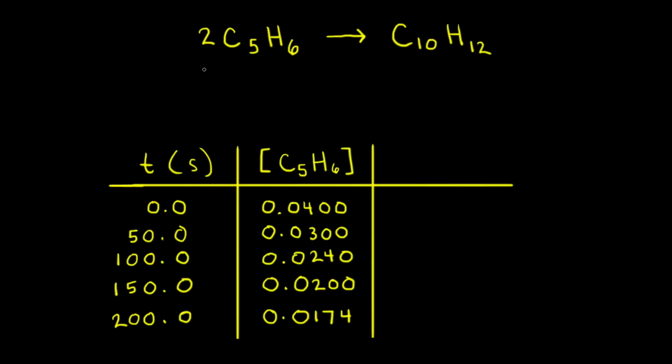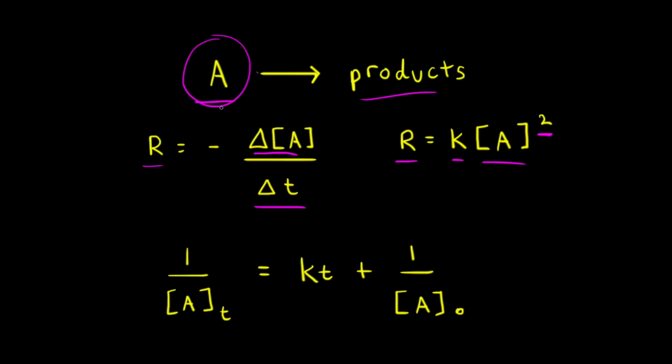Let's look at an example of a second order reaction. C5H6 is cyclopentadiene, and two molecules of cyclopentadiene will react with each other to form dicyclopentadiene. Our goal is to use the data from this data table to prove that this reaction is second order. However, we have to be careful because in our balanced equation we have a 2 as a coefficient in front of cyclopentadiene. Going back to our hypothetical reaction where reactant A turned into products, there was a 1 as a coefficient in front of the A.